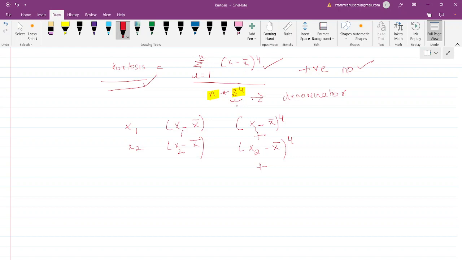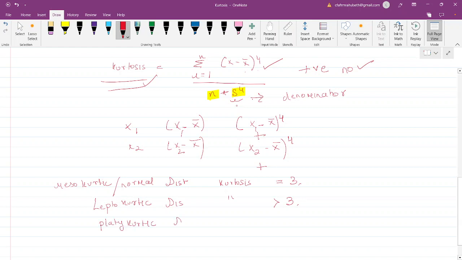Okay. Now a mesokurtic distribution, or a normal distribution, has a kurtosis of 3, right? And a leptokurtic distribution is going to have a kurtosis of more than 3, and a platykurtic distribution is going to have a kurtosis of less than 3, right? So this is the broader idea.